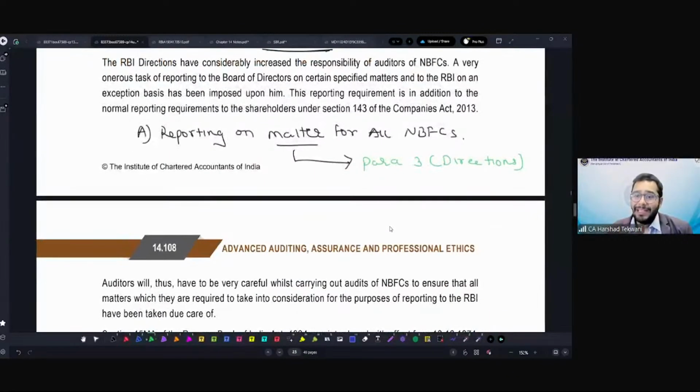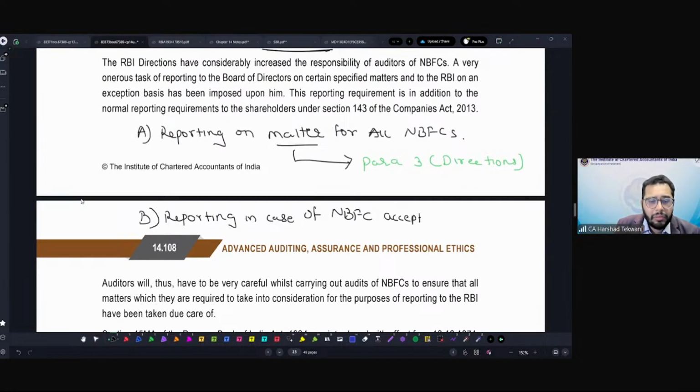Para 3 of the directions specifies what the matters are, and those matters are divided into two categories. One is reporting applicable to all NBFCs, where the auditor is required to report on those matters for all NBFCs. Category B is reporting in case of NBFC accepting public deposit.